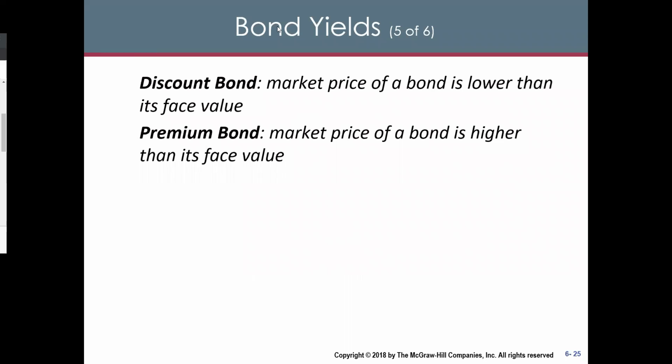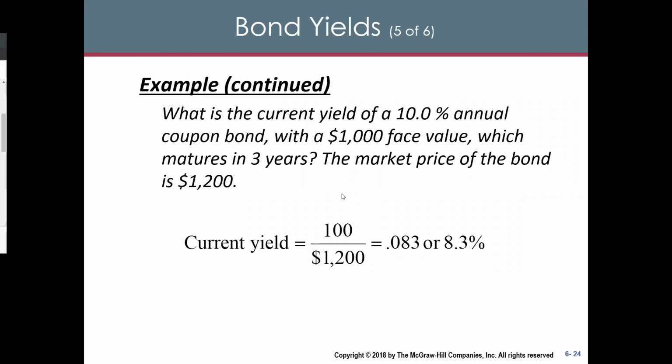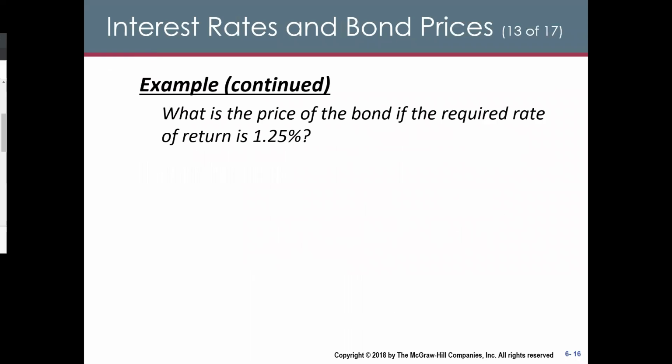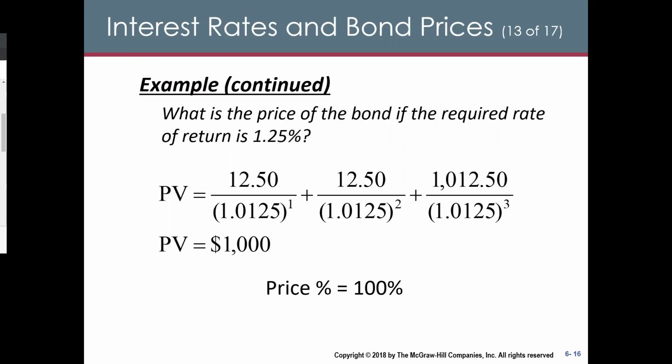The last part I want to talk about is discount bonds and premium bonds. A discount bond is when the market price of a bond is lower than its face value. So go back to our earlier example. In the beginning of this video, we showed what will happen when the market interest rate or the required return is changing. When the required rate of return is the same as the coupon rate, then the price of the bond will equal its face value.